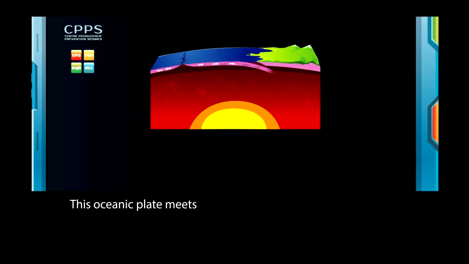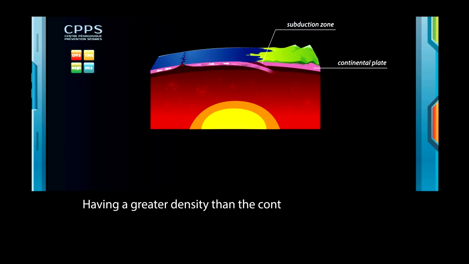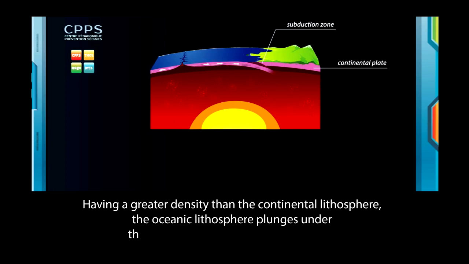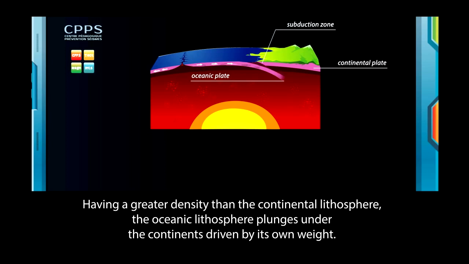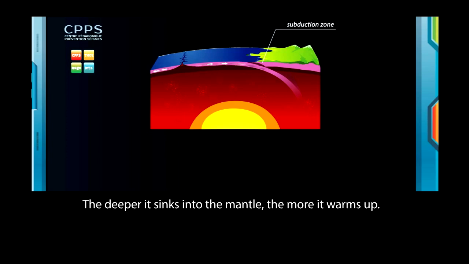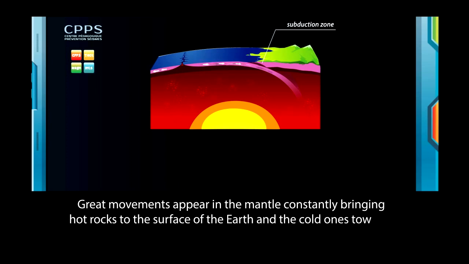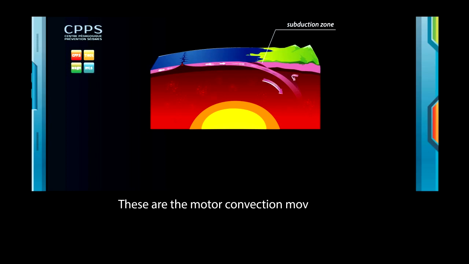This oceanic plate meets the continental plate in an area called the subduction zone. Having a greater density than the continental lithosphere, the oceanic lithosphere plunges under the continents, driven by its own weight. The deeper it sinks into the mantle, the more it warms up. Great movements appear in the mantle, constantly bringing hot rocks to the surface of the Earth, and the cold ones towards the interior of the Earth. These are the motor convection movements of the tectonic plates.